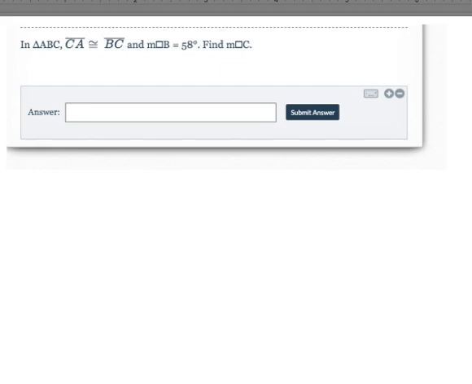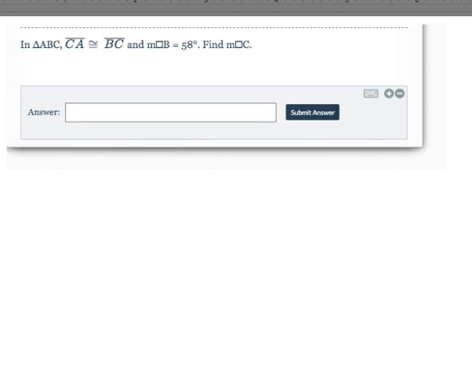Promise to go here, we are going to solve using properties of isosceles triangles. Now, I like isosceles triangles because of their congruency theorem. So let's get started. In triangle ABC, CA is congruent to BC and angle B is equal to 58.